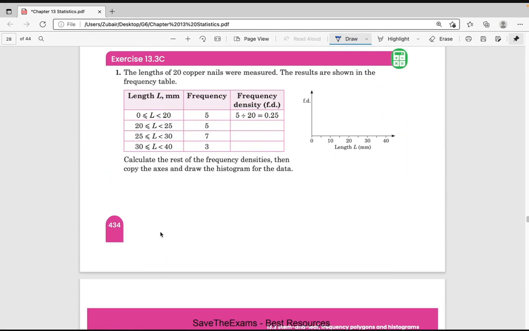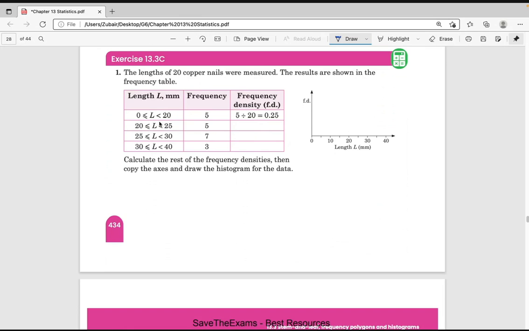Question number 1. The length of 20 copper nails were measured. The results are shown in the frequency table. That's one. So the answer is one for the second one.